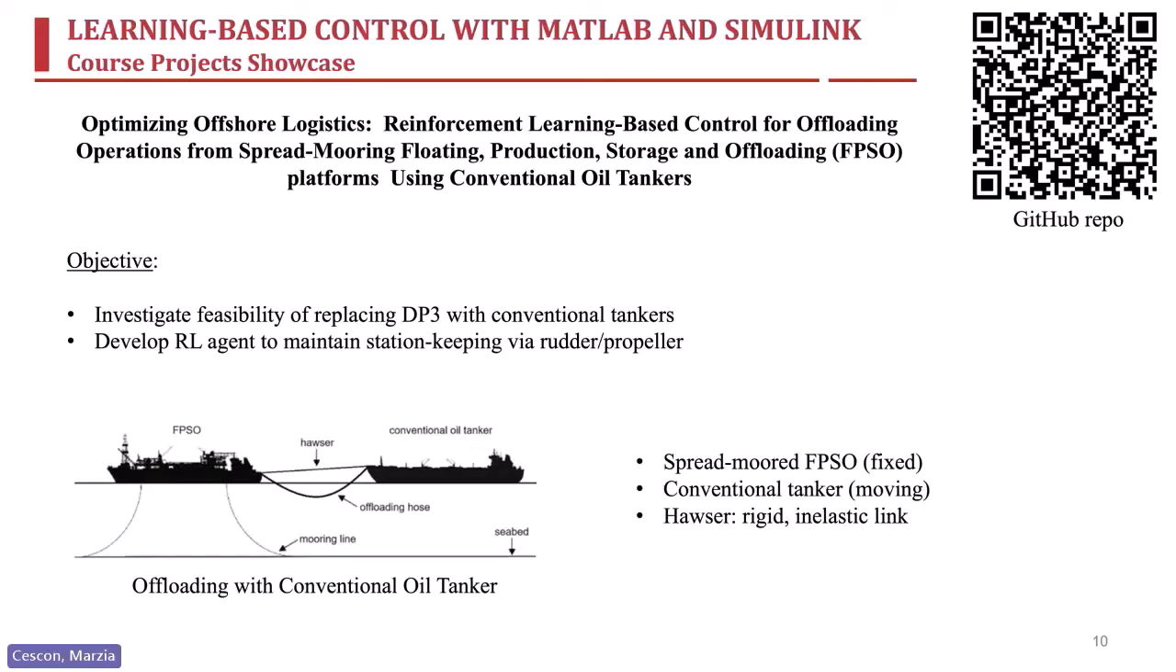On the left, we have the oil platform here that we assume is fixed. And on the right, we have the conventional oil tanker that is subjected to the ocean currents as it is not fixed. So the hawser connecting the platform to the oil tanker is modeled as a rigid link. And here we have the offloading hose for the crude oil to be transferred.